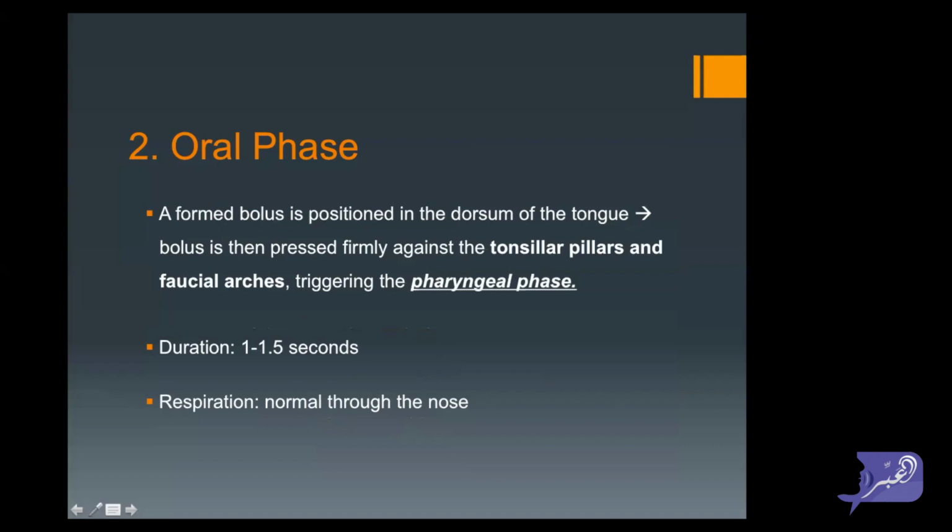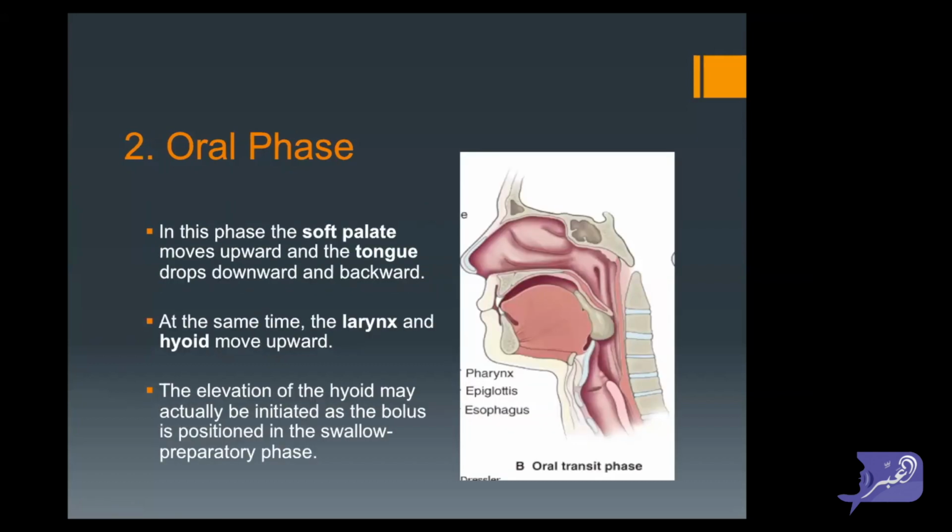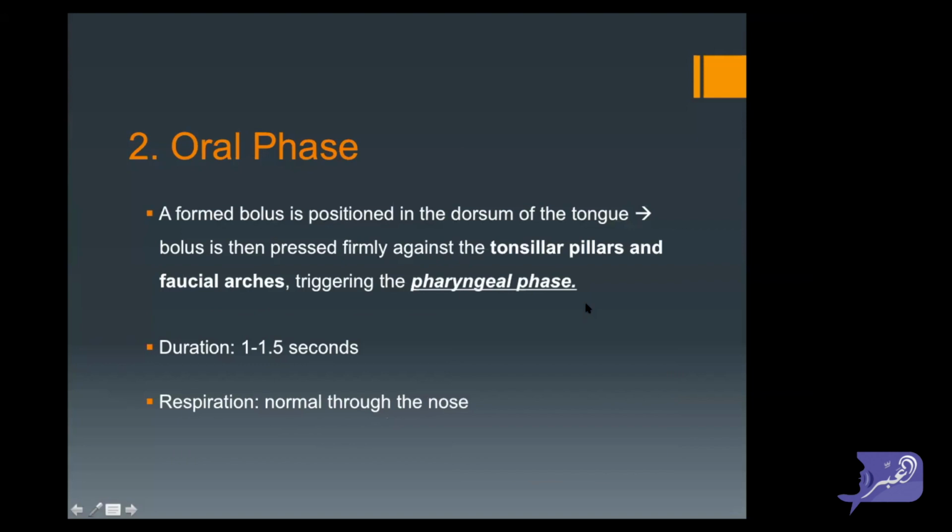So the food bolus, when it's ready to be swallowed, is pushed to the dorsum of the tongue and then pushed firmly back. It hits the tonsillar pillars or the faucial arches in the back of the throat, and that triggers the pharyngeal phase. The faucial arches will be just about here. We can't really see them on this diagram.